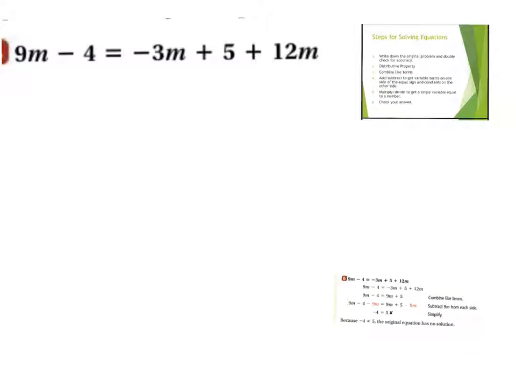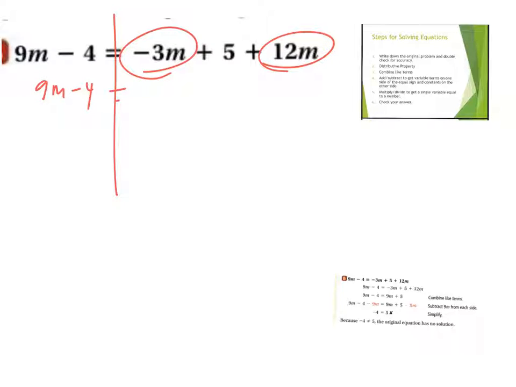Now, just as we have infinitely many solutions, sometimes we have no numbers. Nothing I can pick will work. And this will be one of those. I'm just going to tell you at the outset, this is going to be one of those. So I'm going to draw my line, and I've got some like terms to combine over here. So over here I have 9m minus 4. On the right side, negative 3m plus 12m, that's 9m plus 5.